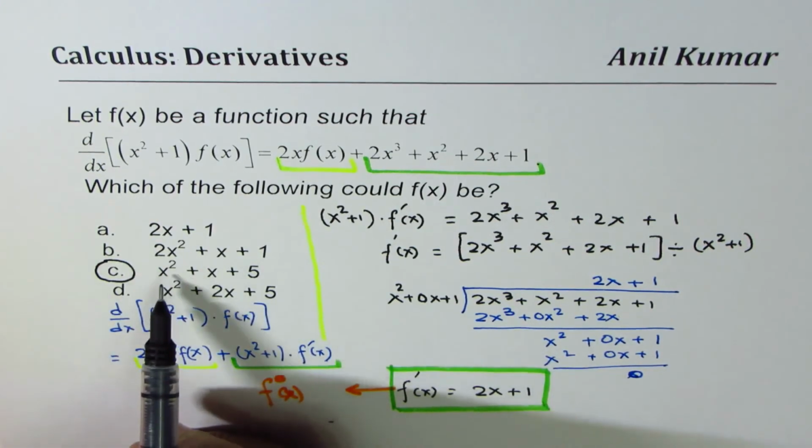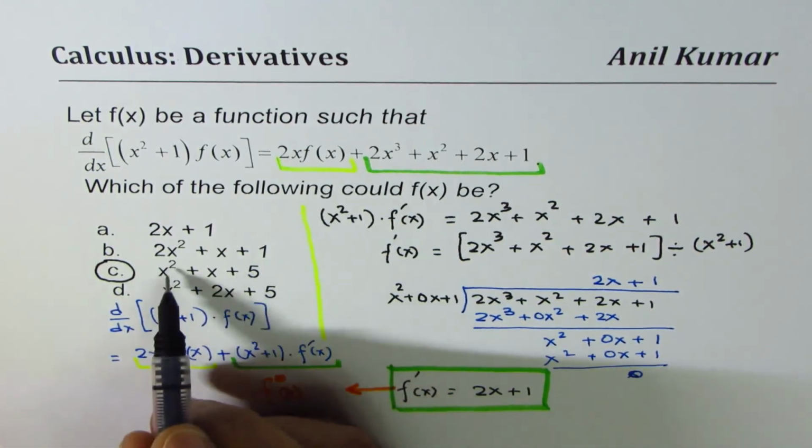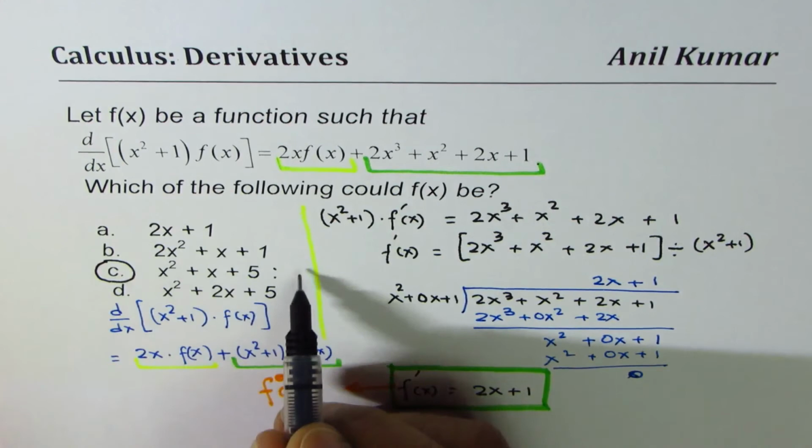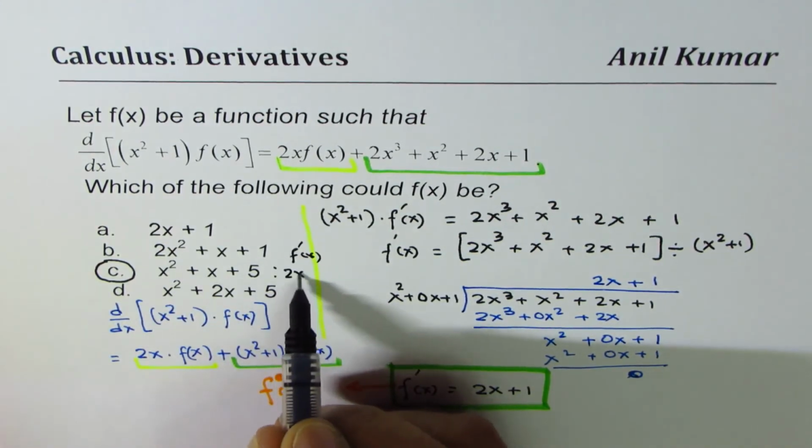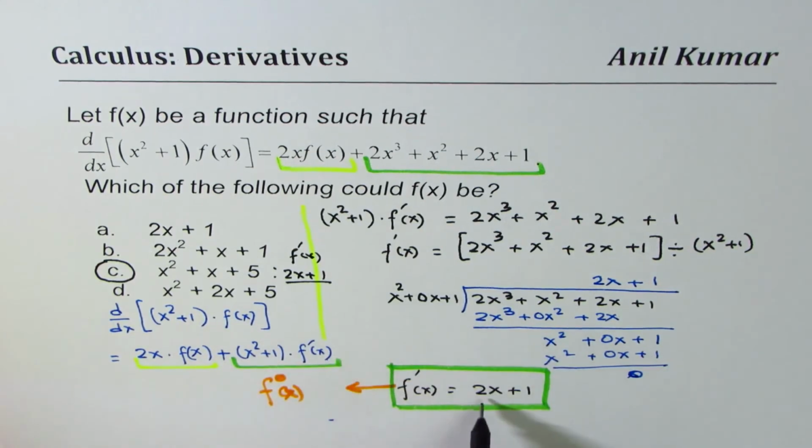So let's take the derivative of this. The derivative of x squared will be 2x, so if I write the derivative of this, it will be 2x plus 1, correct? So that matches. So option C is the correct option for the given question.